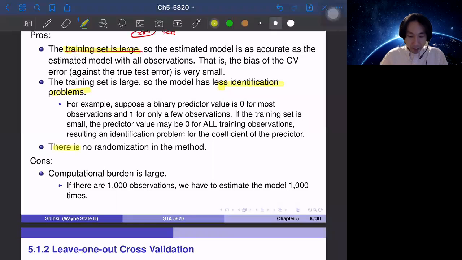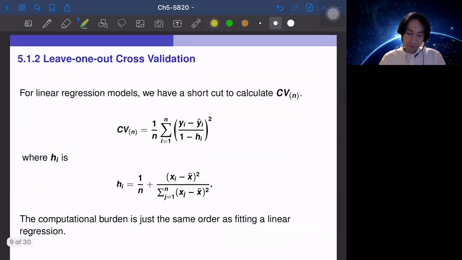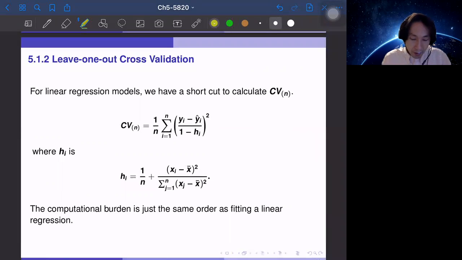Also, there is no randomization in leave one out cross validation. The problem is that the computational burden is large. For some specific models, we have shortcuts to get the leave one out cross validation. For linear regression models, we have a shortcut. The test error for the ith observation is calculated by this quantity.